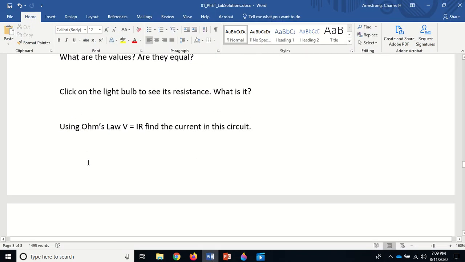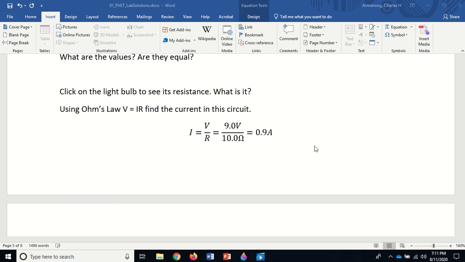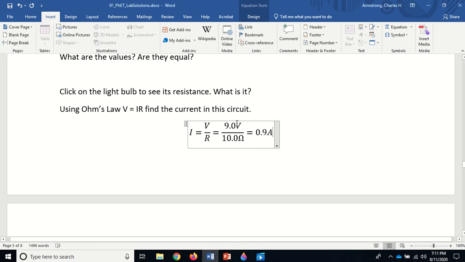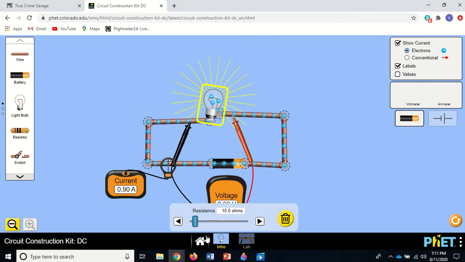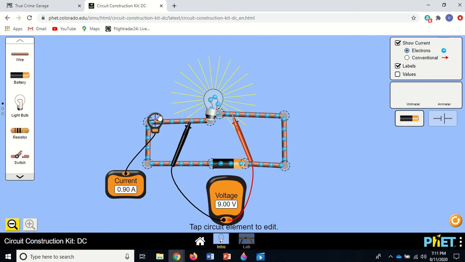Using Ohm's law, V equals I times R, find the current in this circuit. All right, so what we're going to do is go I equals V over R. When we come back, you will see the equation there for that. So we got 0.9 amps: 9 volts, that's the voltage from the battery, that's the voltage across the resistor, 10 ohms, so 9 volts divided by 10 ohms is 0.9 amps. If we go back over here, 0.9 amps. So 0.9 amps everywhere.